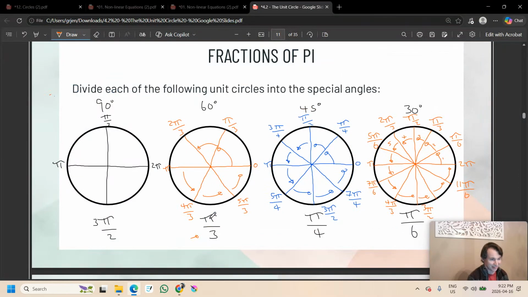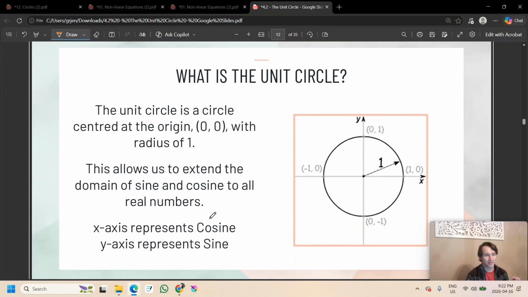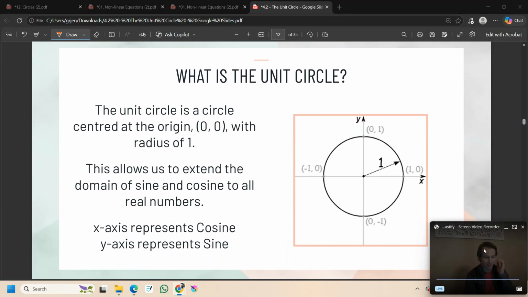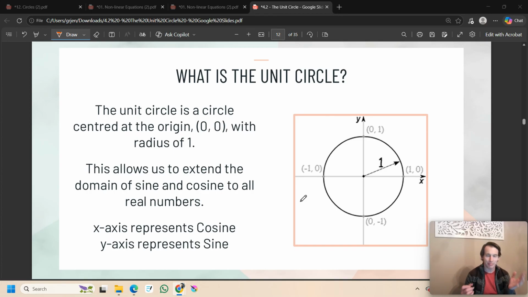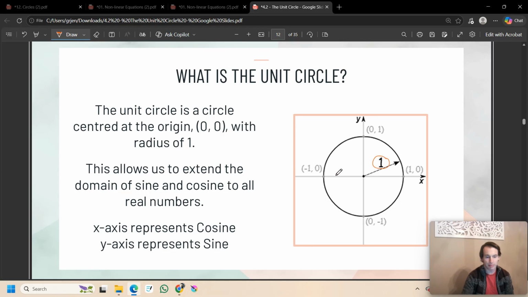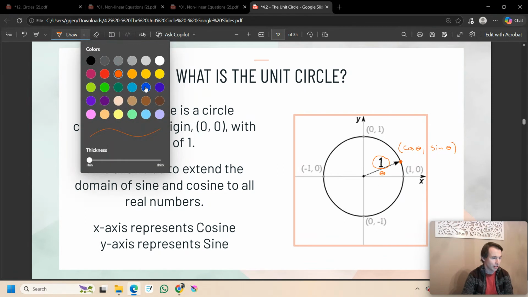All right, so fractions of pi. So we've talked about the unit circle for a little while so far, but really the main thing about the unit circle is we have a radius of 1, and that makes it the unit circle. The cool thing about that is if I give you this point and this angle, you can find the location of that point. Its coordinates are cosine of theta is the x value, and sine of theta is the y value. Okay. And why does that make sense?